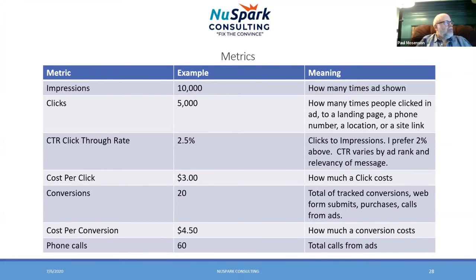Click-through rate, example there. I prefer 2% and higher. Obviously, the higher the better, the more relevancy and the better quality score. That's a measure of relevancy. The higher click-through rate, the more relevant your ad is. Cost per click is how much a click costs. Of course, that's something we have to monitor based on the bidding strategies.